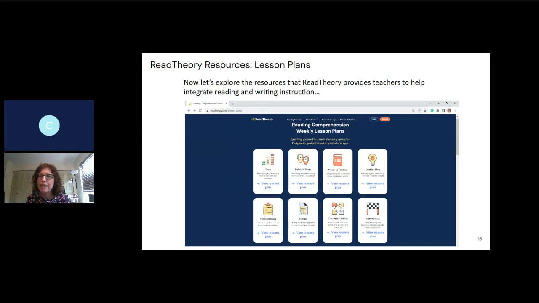I love Courtney gave us a link to getting the most out of Read Theory, and that workshop is probably going to cover a lot of the ins and outs of Read Theory specifically that teachers might have.